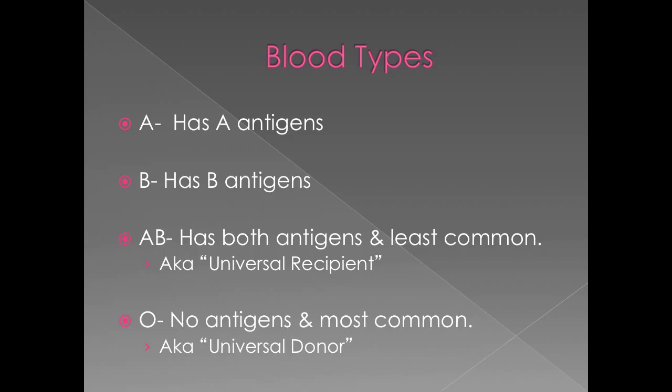AB, AKA, which stands for also known as, the universal recipient, can receive all the different blood types. And type O has no antigens. It doesn't have A, B, or AB, and it's the most common in the world. It's also known as the universal donor. It can donate blood to almost everybody because it has no antigens.